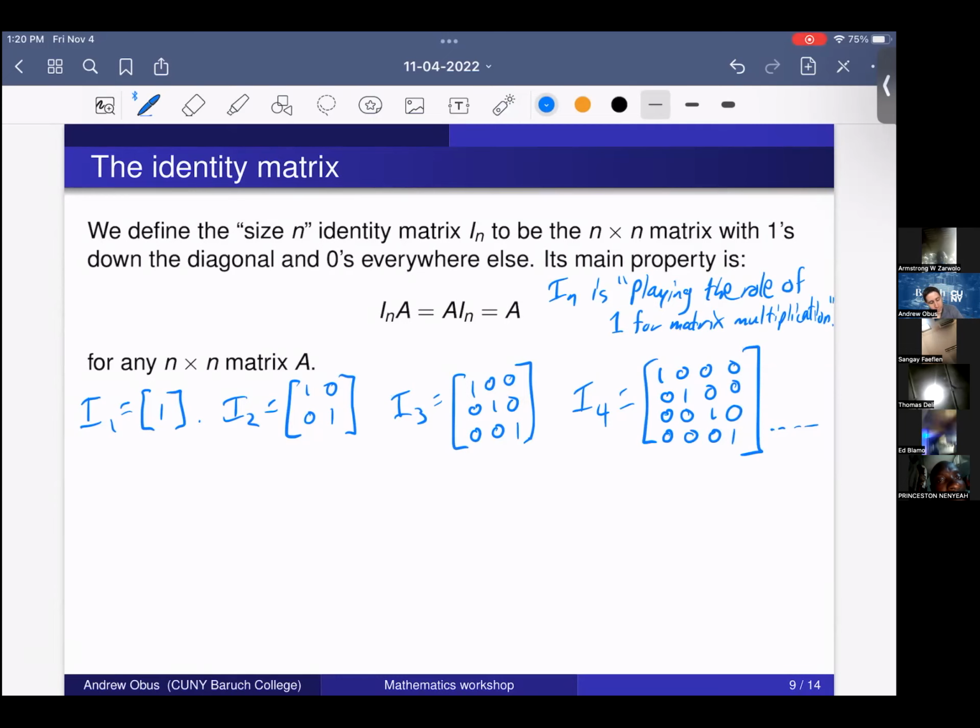Okay. And so let's verify this. I'm not going to do a formal proof of this, but let's just verify this in an example. Let's say that I take 1, 0, 0, 1, and I try to multiply it by the matrix 2, 7, 3, 6. Okay. Let's see what happens here.